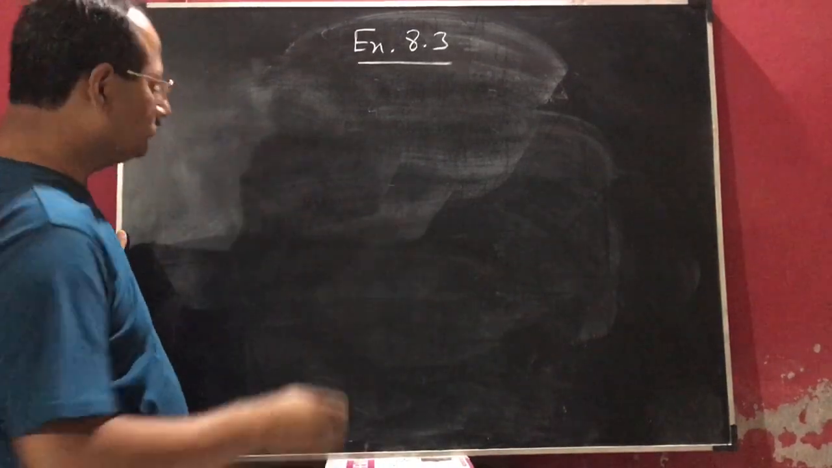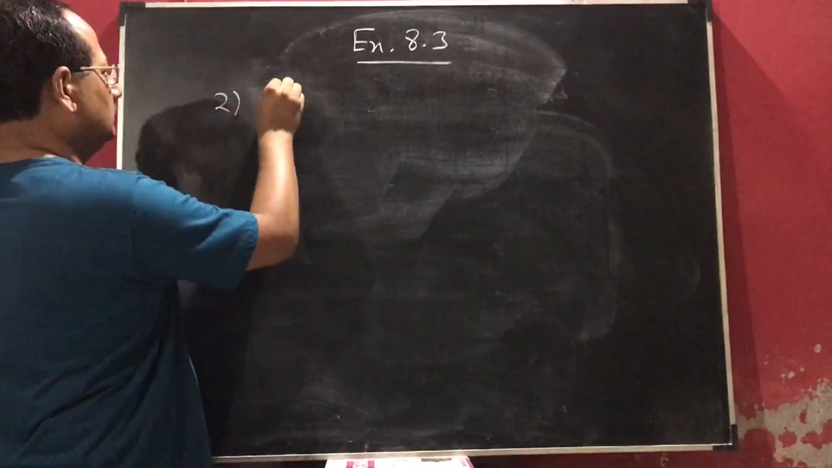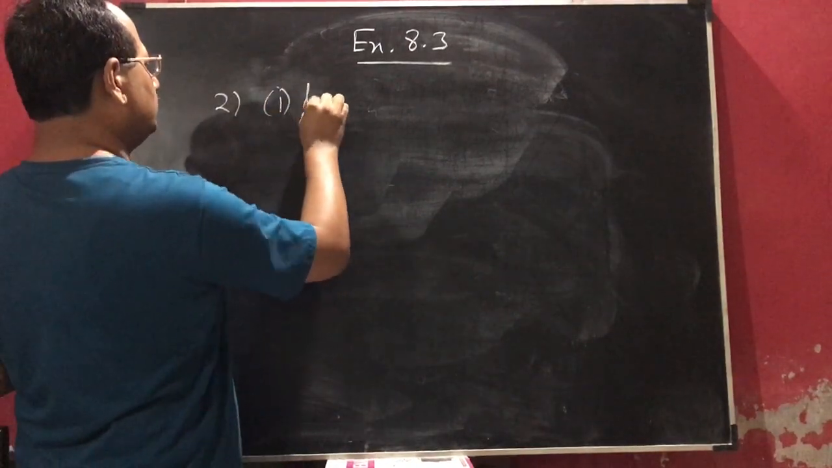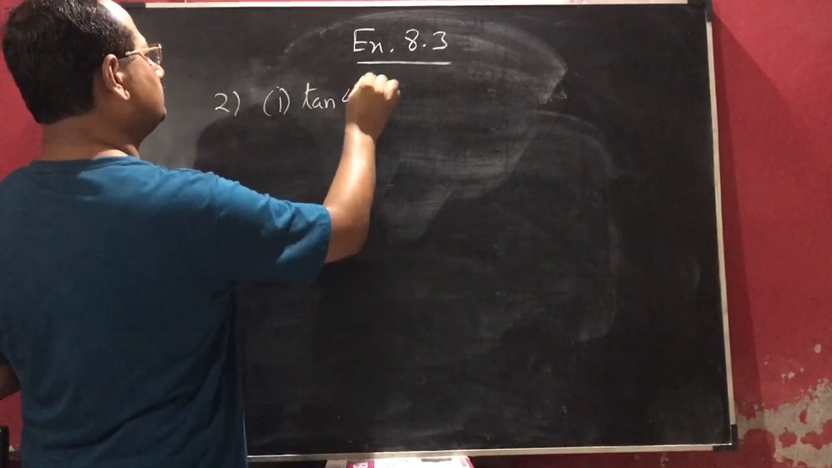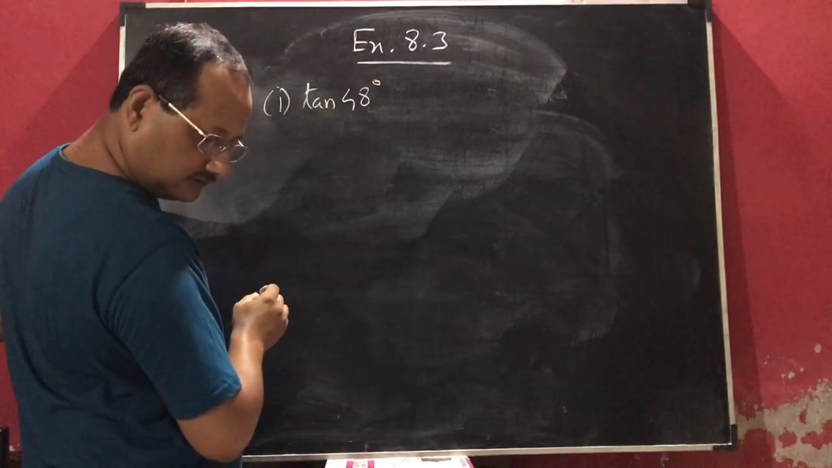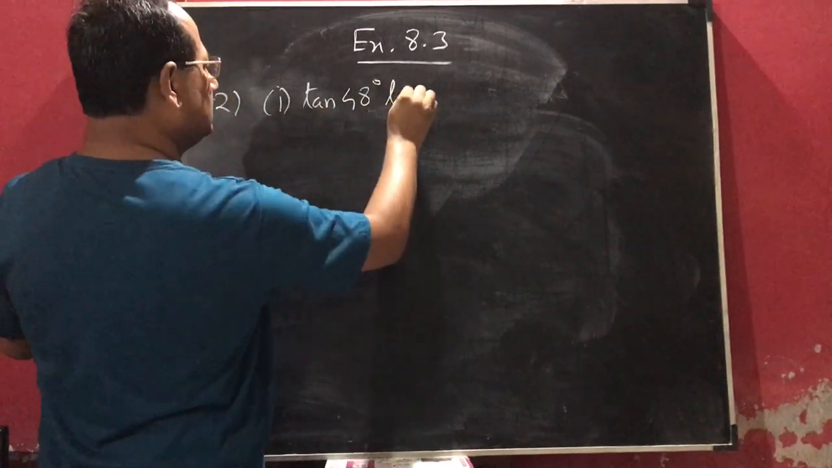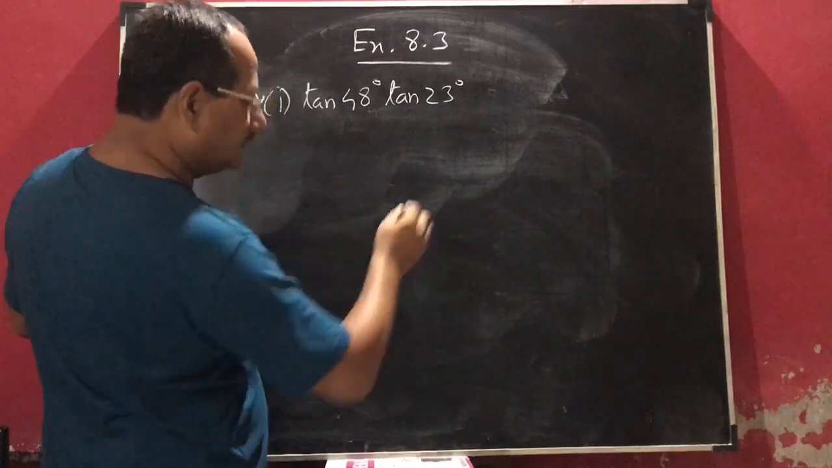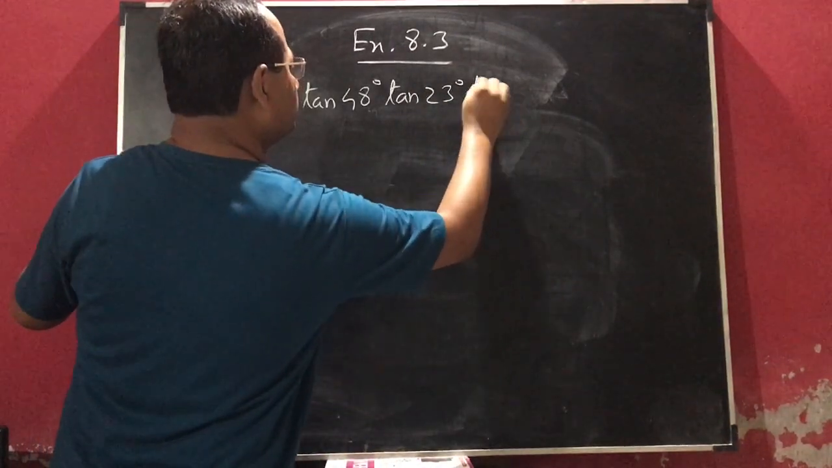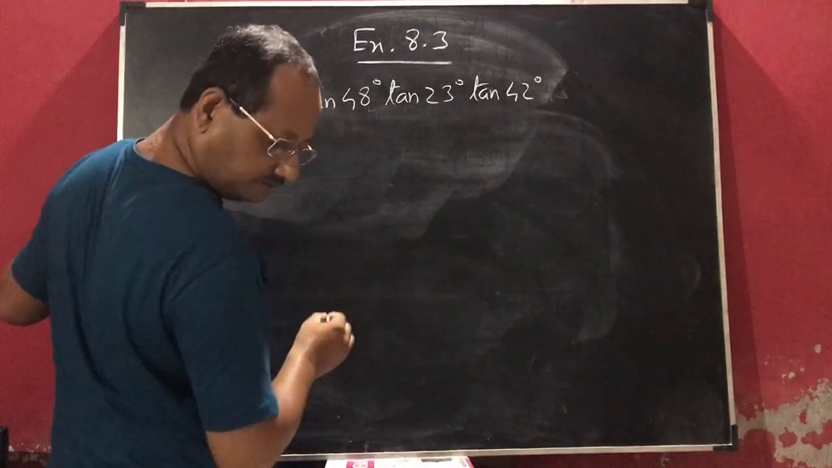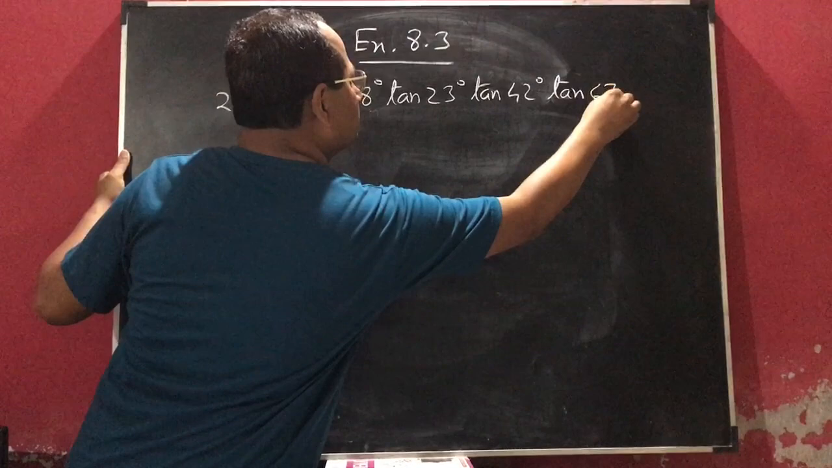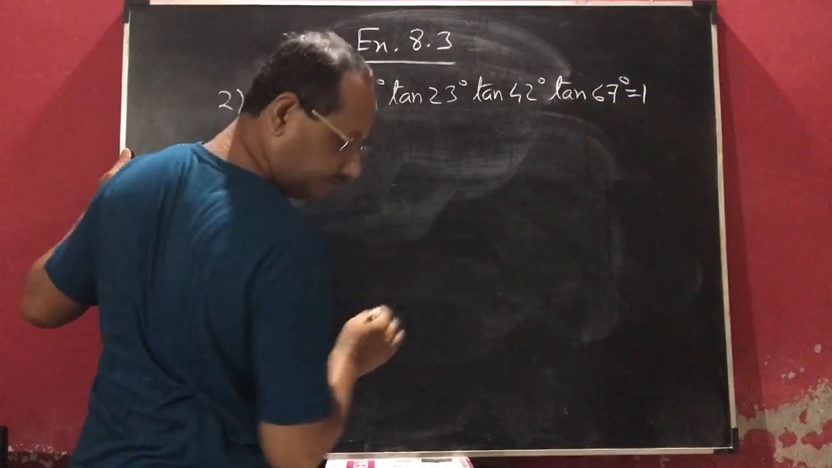Now question number 2. Show that, number 1, tan 48 degrees, tan 23 degrees, tan 42 degrees, tan 67 degrees equals 1.